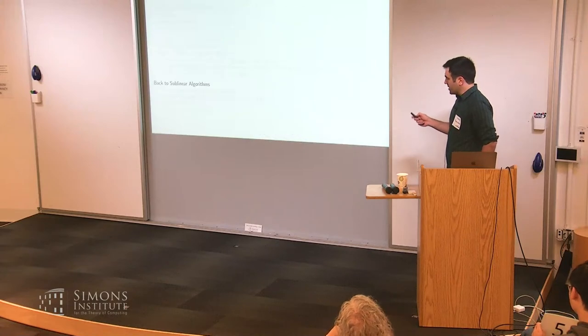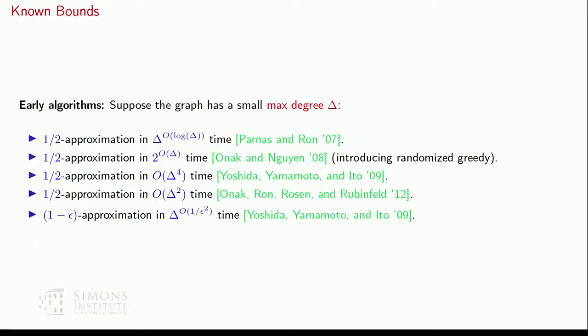Okay. So back to sublinear algorithms. Before talking about the half approximate linear time algorithm, I'd first tell you a little bit about the history of the sublinear matching problem. The study of sublinear algorithms for matchings was started with this work of Parnas and Ron from 2007, who gave an algorithm that runs in quasi-polynomial in the maximum degree time, delta to the log delta, and provides an almost half approximation. So this is sublinear so long as delta is sufficiently small. If it's, for example, constant or even slightly superconstant, this runs in time sublinear in the size of the graph.